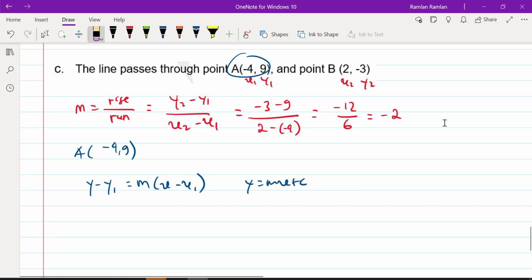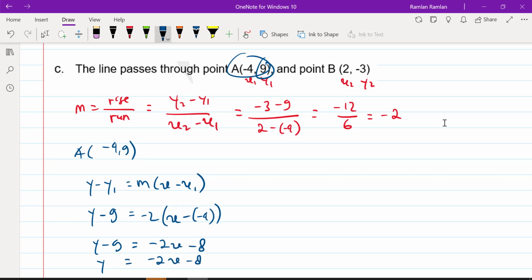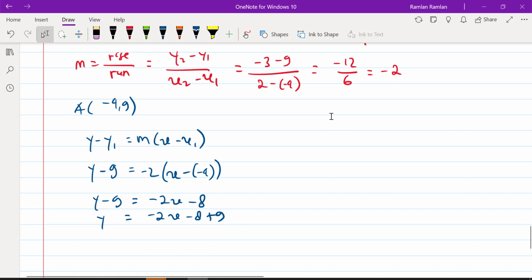It's up to you, but this time I'm going to use this one here. So I'm going to plug in, this is x1 and y1, and then this is the gradient. That will be y minus 9, from here, it's 9, equals the negative 2 from here, because that's the gradient, and then x minus x1, which is negative 4, so from here. Okay, so we can expand the bracket. The y minus 9 equals negative 2x. This becomes plus times minus again, you get another minus, and then add both sides by 9, and you'll get y equals negative 2x plus 1.